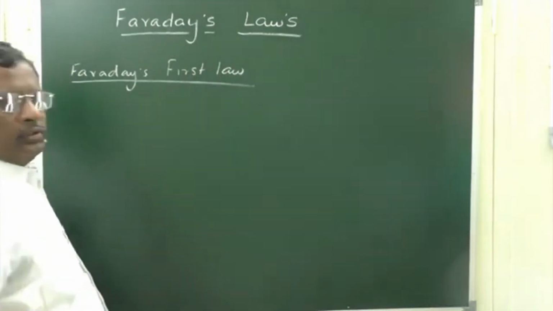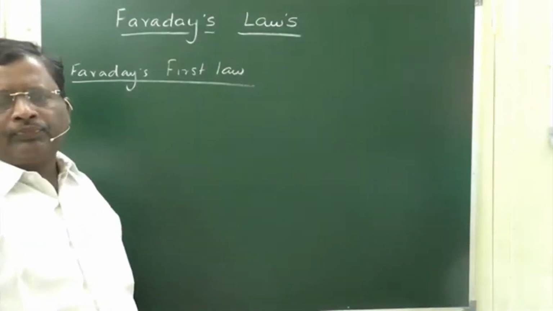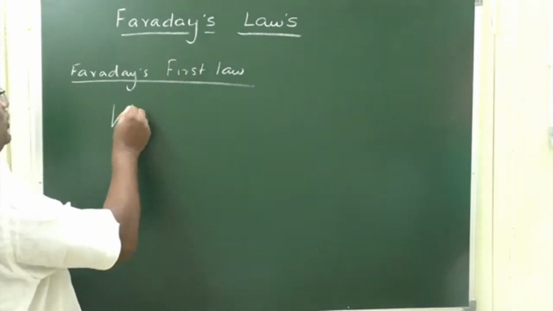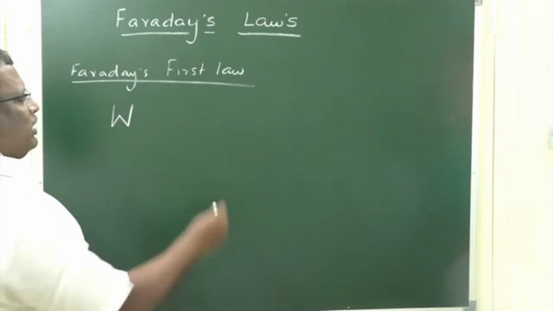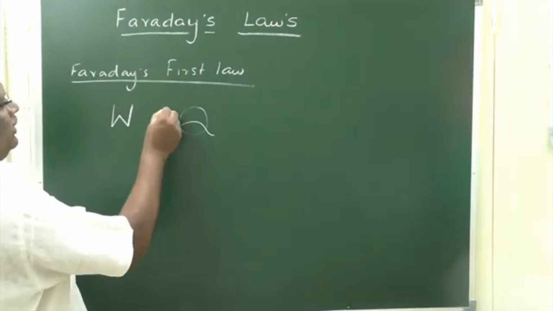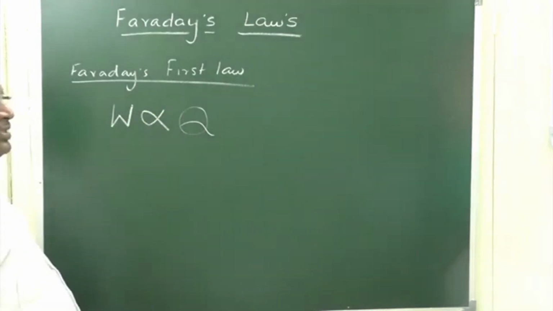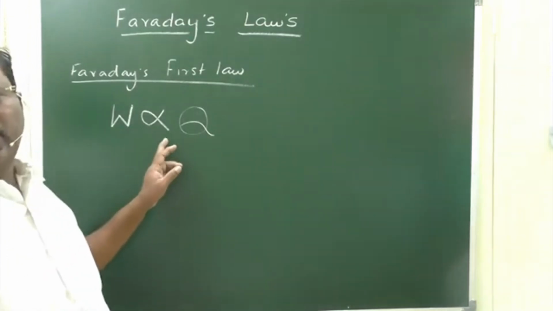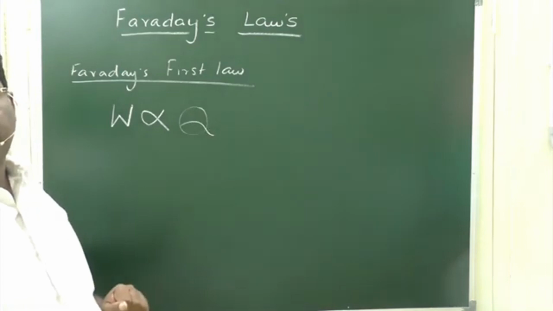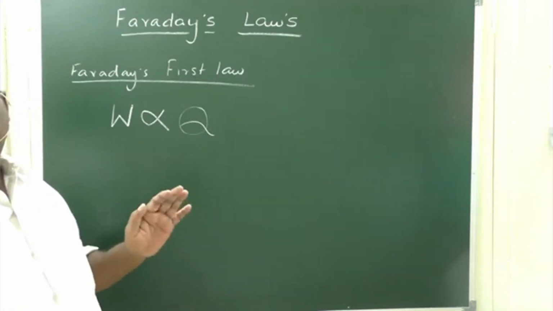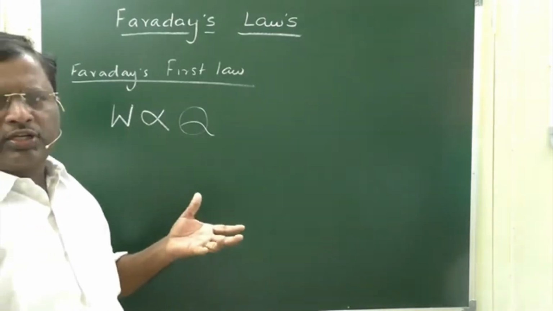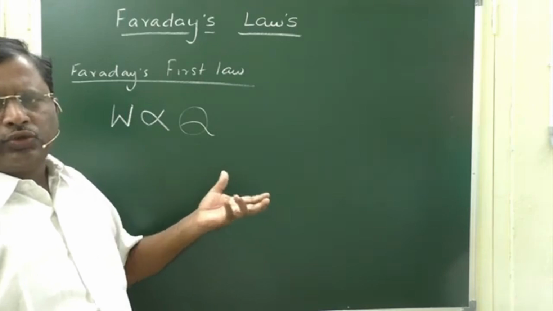According to Faraday's first law, in any electrolysis, let W be the weight of the substance deposited in grams, and the quantity of electricity used in the electrolysis is Q. Then, the weight of the substance deposited, dissolved or liberated at a given electrode in an electrolysis is directly proportional to the quantity of electricity used in the electrolysis.